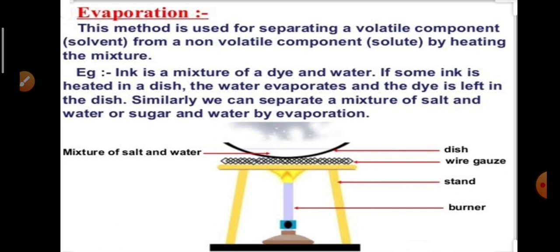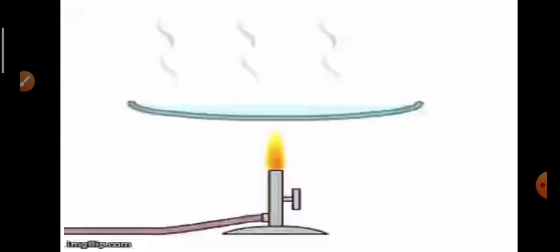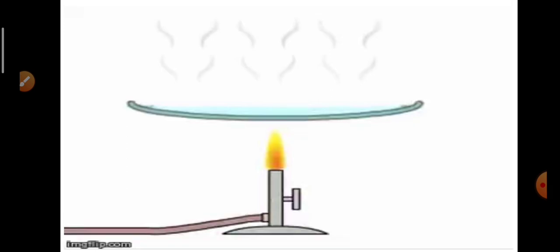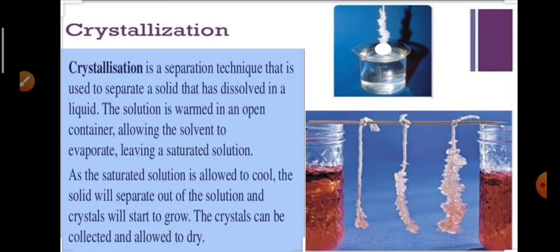Now, for example, ink is a mixture of dye and water. If some ink is heated in a dish, the water evaporates and the dye is left in the dish. Similarly, we can separate a mixture of salt and water or sugar and water by evaporation. Let's see the method. Here the water evaporates, leaving behind the crystals of salt in the container. This method is evaporation.